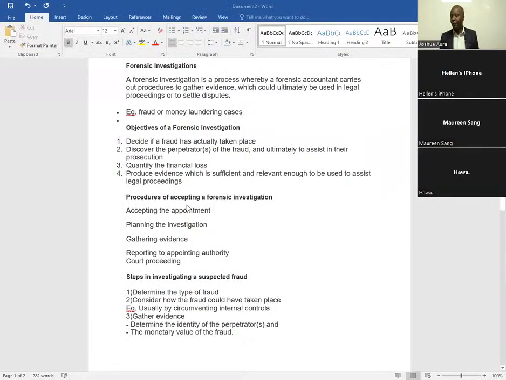There are those basic steps that you need to follow. The first step, ladies and gentlemen, is for Howard to decide whether or not she's going to accept that appointment. So in this case, the first procedure is to accept the appointment if she's interested. Listen to me very well. Accept the appointment if the lady is interested in it.